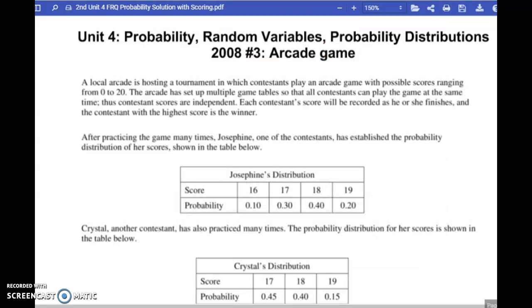The second FRQ I posted was much easier than the first. It was just kind of basic expected value problems and then doing a probability distribution. So here was a game.